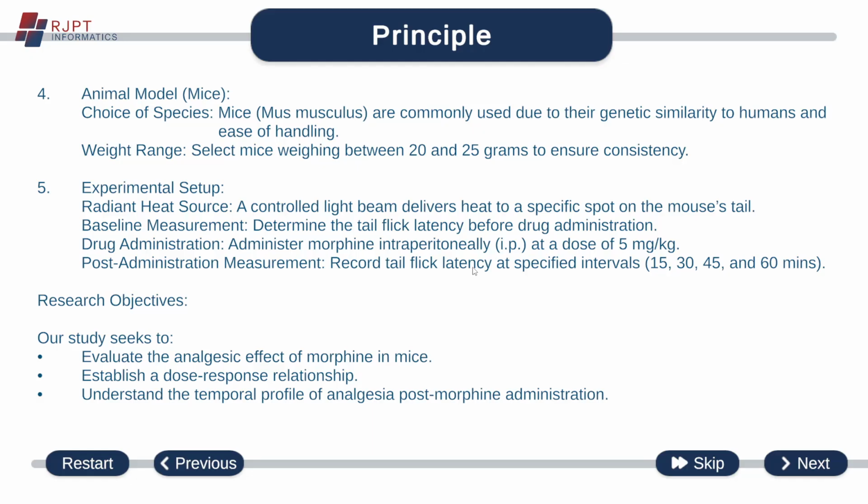So we have to perform this experiment and measure the tail flick latency at intervals of 15 minutes, 30, and 45 minutes. Now, research objectives. Our study seeks to evaluate the analgesic effect of morphine in mice, establish a dose response relationship, and understand the temporal profile of analgesia post morphine administration. So, these are the objectives that we have to accomplish in this experiment.